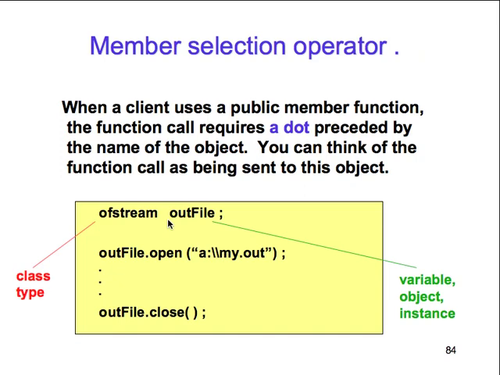Then we get at these methods through the dot notation, and here's an example of a class that already exists, ofstream, which is for output streams. When the client uses the public function, it requires the dot notation preceded by the object. So you can think of the function call as being sent to the object. It's really another way of running a function call using that dot notation, which is the same process but a different philosophy than Java, in terms of the way it's implemented. So a variable, an object, an instance can be out here, dot open as a function call, dot close as a function call.